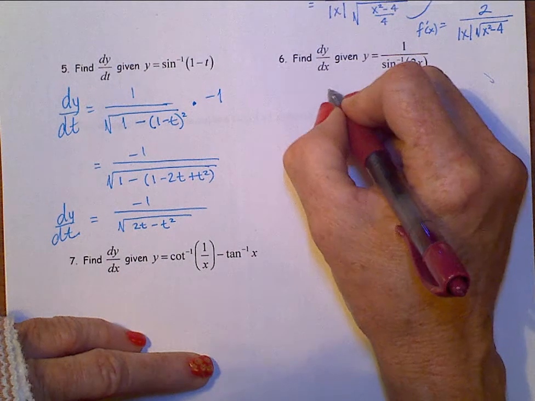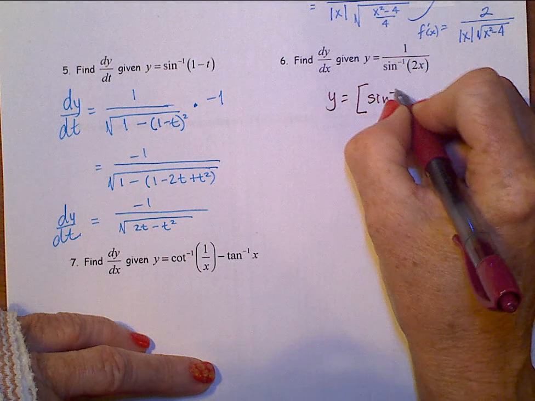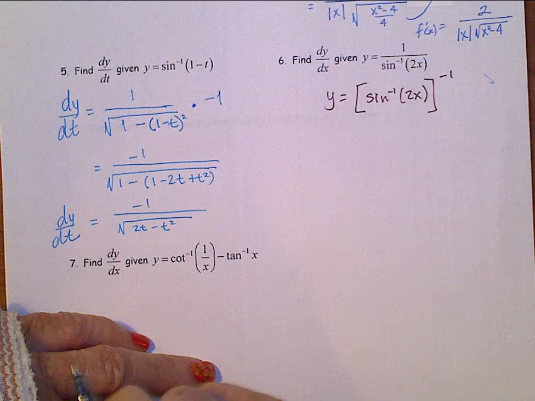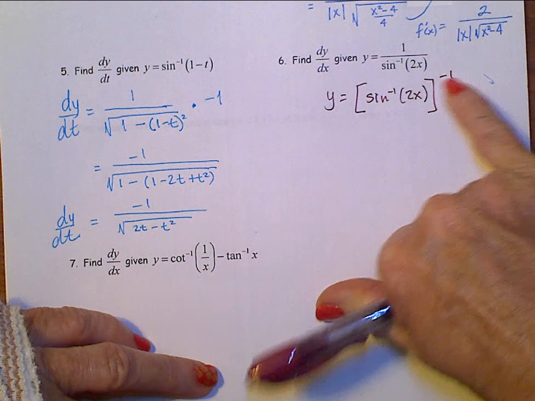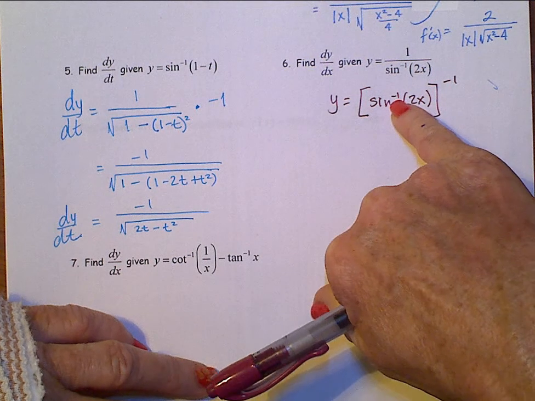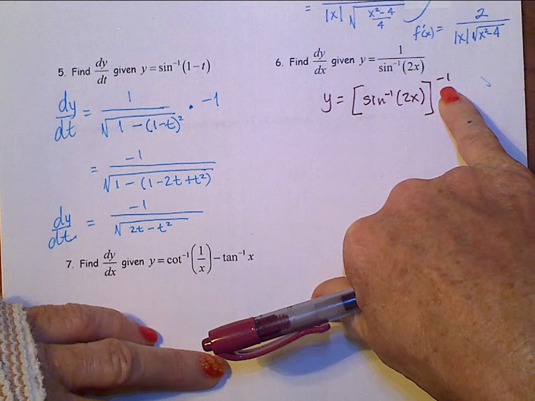So if we rewrite y, it would be inverse sine of 2x to the negative 1. Now this negative 1 means something different than this negative 1. This negative 1 in here means inverse sine. This negative 1 out here means 1 over that mess.